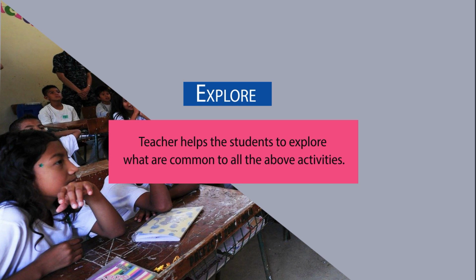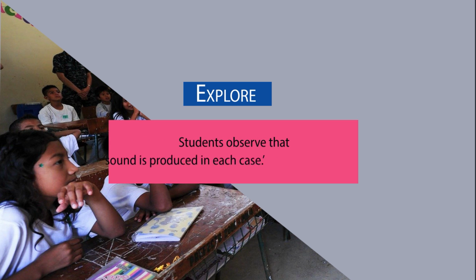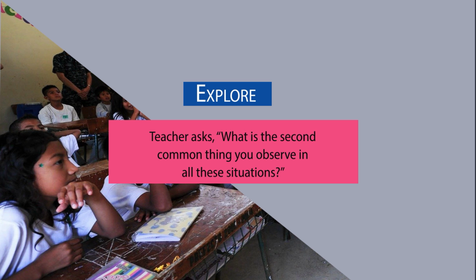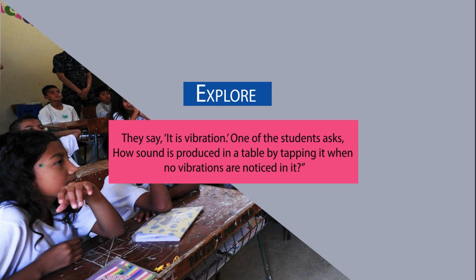The teacher helps the students to explore what is common to all the above activities. Students observe that sound is produced in each case. The teacher asks, "What is the second common thing you observe in all these situations?" They say, "It is vibration." One of the students asks, "How is sound produced in a table by tapping it when no vibrations are noticed in it?" Explain is the next word in the cycle.